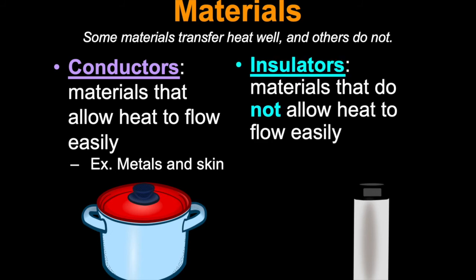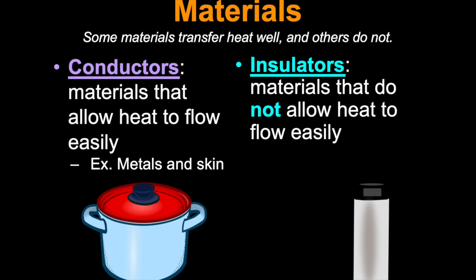And then the reverse of conductors are what we actually call insulators. And these are materials that do not allow heat to flow very easily. A common example I can think of is if you've ever had coffee in the morning, if you like to drink coffee or even hot chocolate, whatever it may be, and you want to keep it warm, you might put it in a thermos. That's because those thermoses are made of materials that do not allow heat to flow very easily. They're made of materials that are going to trap that heat in and make sure that it doesn't escape.